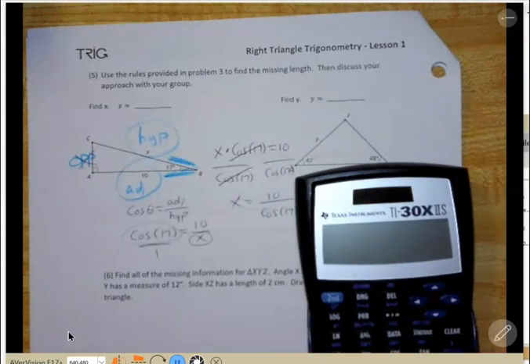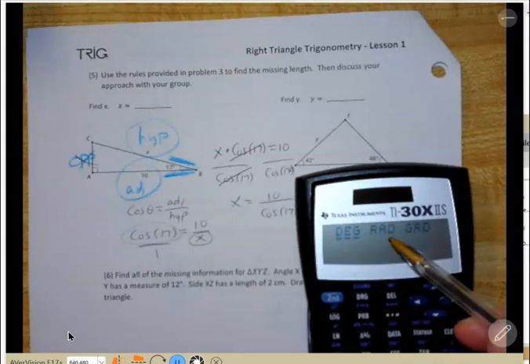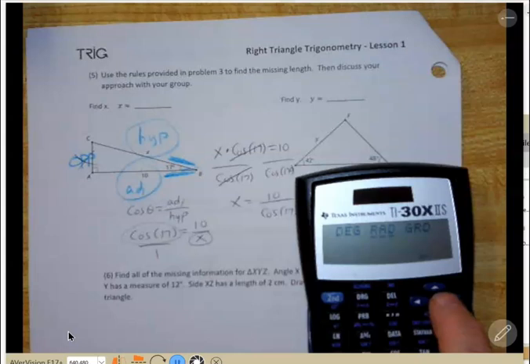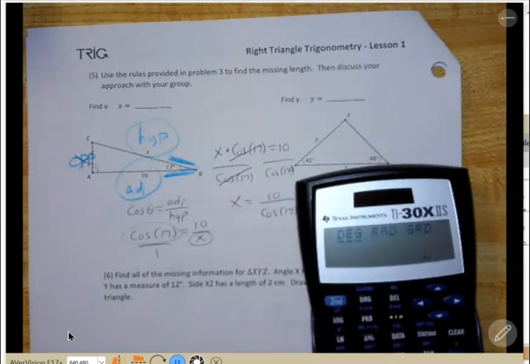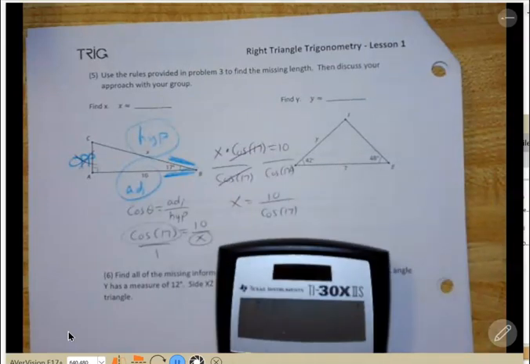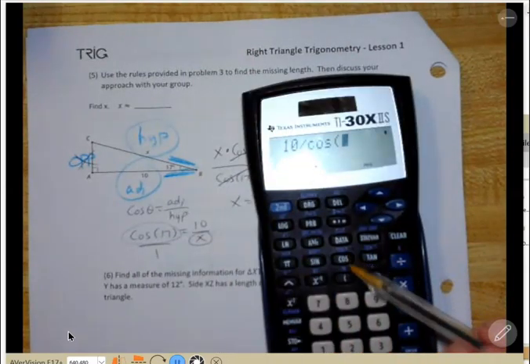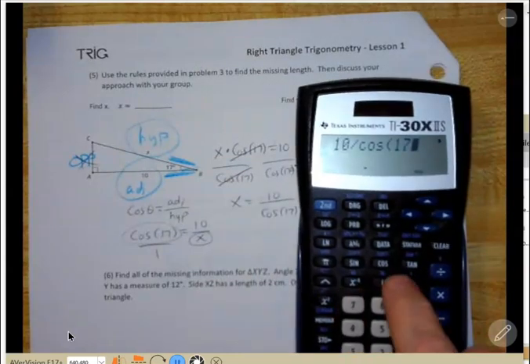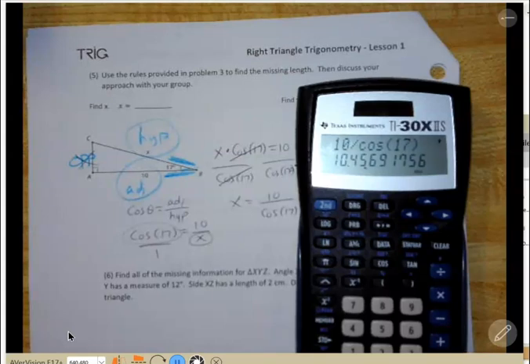Now on my calculator, when you turn it on, you press the DRG button right here. Make sure degrees is highlighted, not radians. If radians is highlighted, then arrow to the left, highlight the degrees and hit enter to get it to recognize it. And then you simply put in 10 divided by the cosine of 17 degrees. And the answer is approximately 10.457.